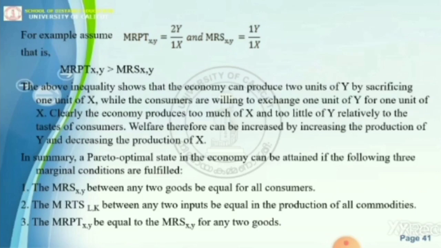One is efficiency in exchange. Next, efficiency in production and efficiency in output market. There are three conditions. What is efficiency in exchange? It means all allocations must lie on the exchange contract curve so that every consumer's marginal rate of substitution of food for clothing is the same.